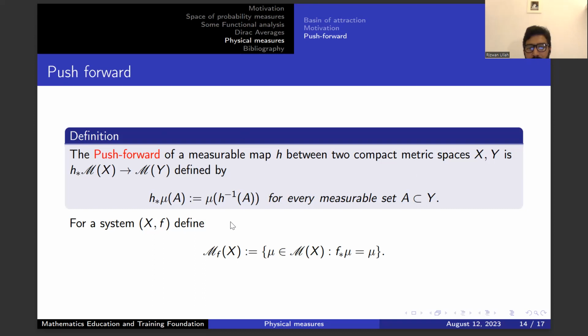Together with this, I will introduce another terminology, for a dynamical system (X, f). I introduce M_f(X), the space of all probability measures which are the fixed points of the push forward of the map f. These measures are also called invariant measures. Throughout the course we will call them invariant measures. So for the dynamical system, the fixed points of the push forward of that map are actually invariant measures.